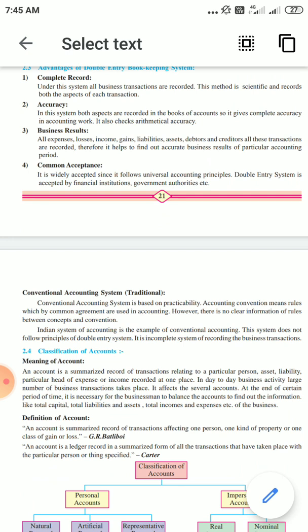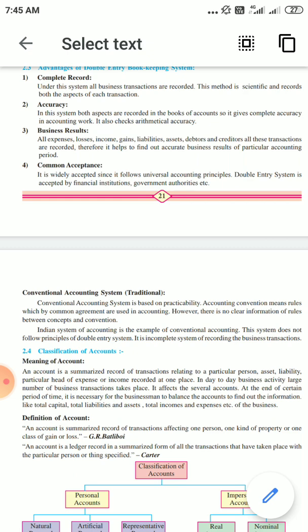Next is the conventional accounting system, that is the traditional way of maintaining accounts. So here the conventional accounting system is based on practicability, okay. जो भी rules regulations है, it is common, here there is an agreement, okay, which uses the accounting principle, okay. Here information जो भी है rules are there which is between the concepts and the convention. So the Indian system of accounting is the best example of conventional accounting. So this system does not follow the double entry system of accounting. That's why it is a very incomplete way of maintaining records.